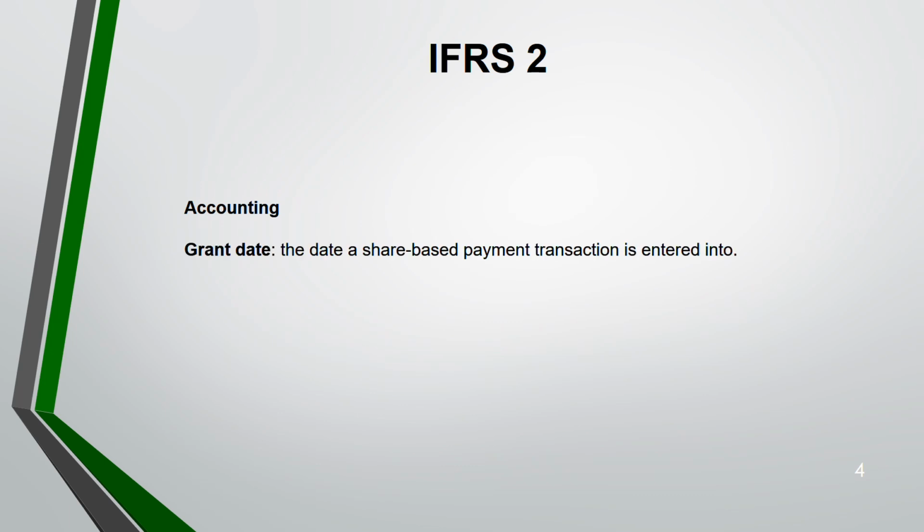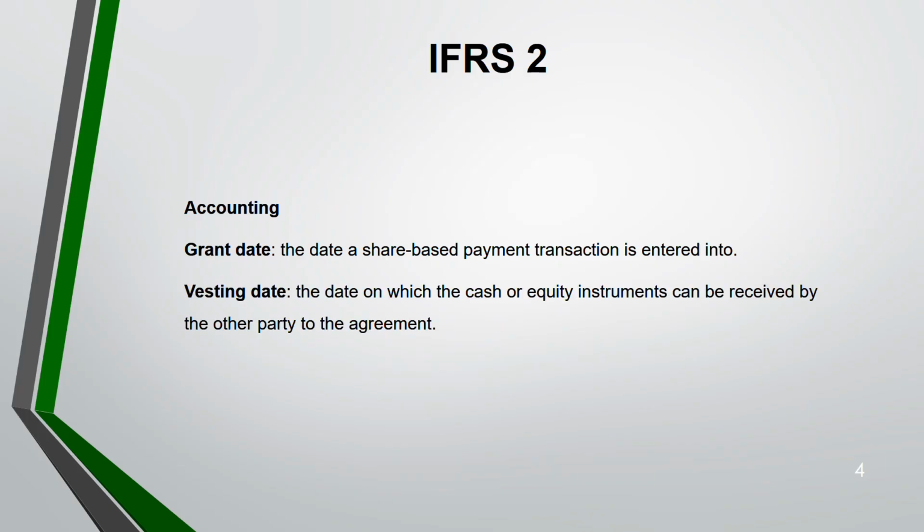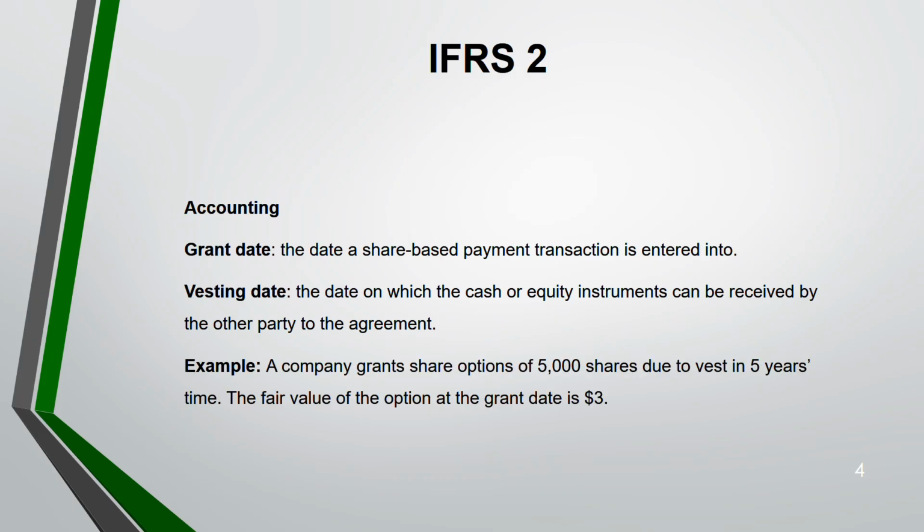Now, some keywords are very important when it comes to IFRS 2. Grant date: the date a share-based payment transaction is entered into. Vesting date: the date on which cash or equity instruments will be received by the other party to the agreement. Example. A company is granting share options of 5,000 shares that is due to vest in 5 years' time. Fair value of the option at the date of the grant is $3.